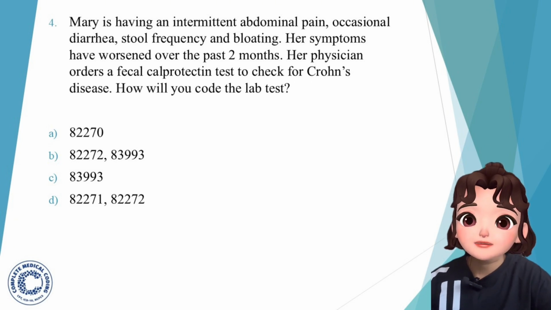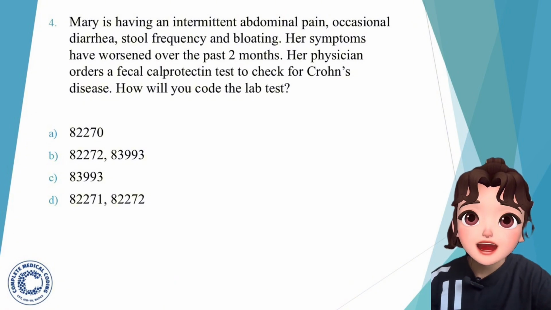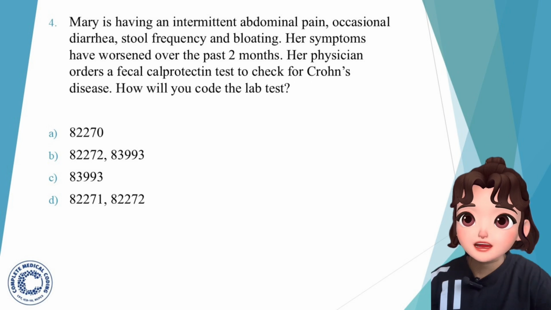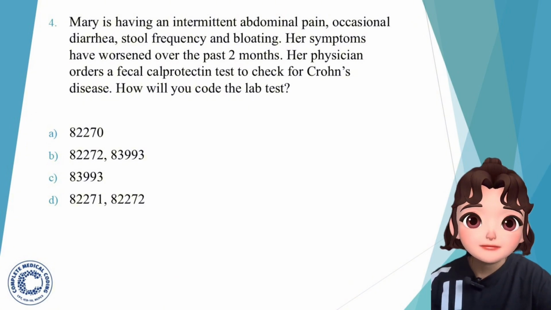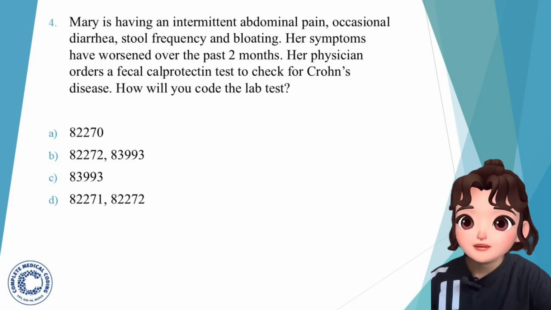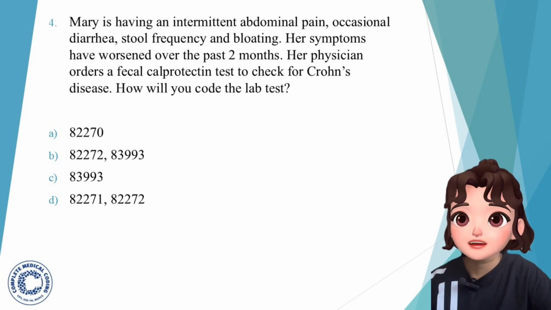So here, in order to check for the Crohn's disease, the physician has ordered fecal calprotectin test. And what are the complaints the patient is having? Abdominal pain, occasional diarrhea, stool frequency and bloating. So here, how will you code the lab test? That is what our question is. So you have to code only for the lab test. This is a simple question.